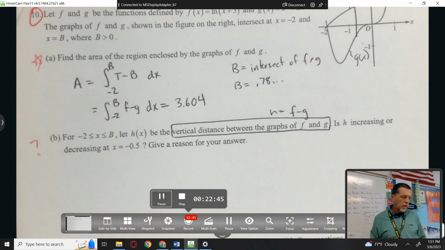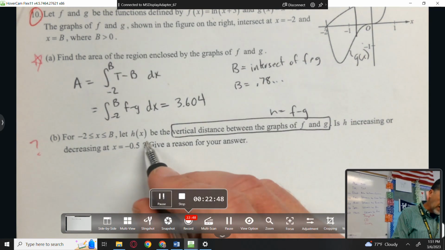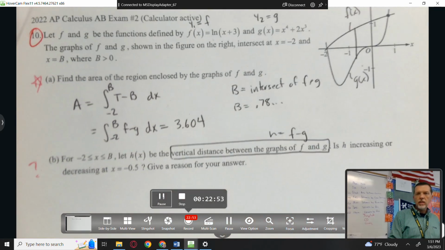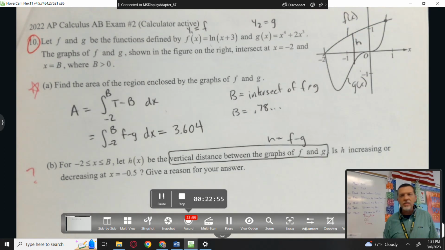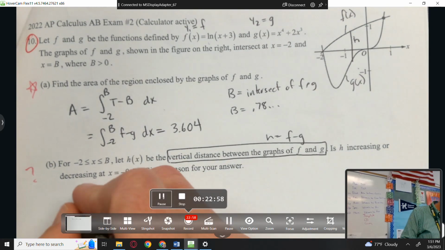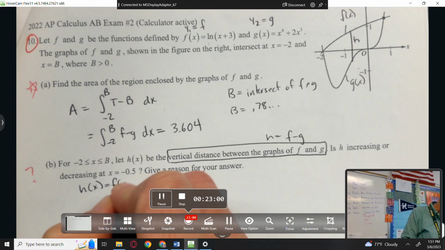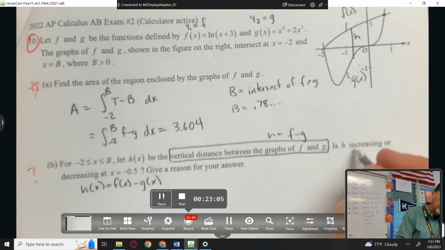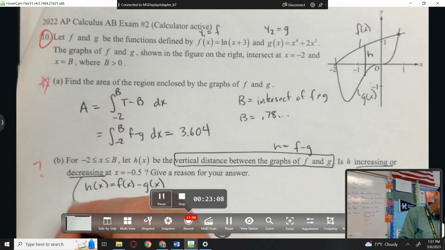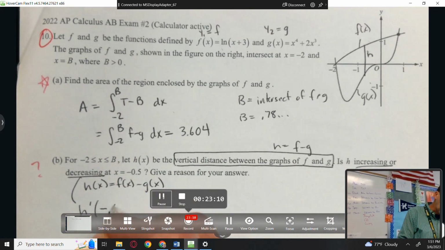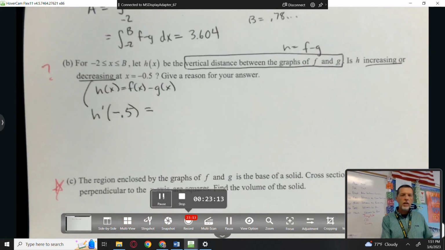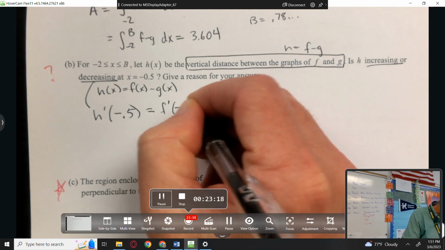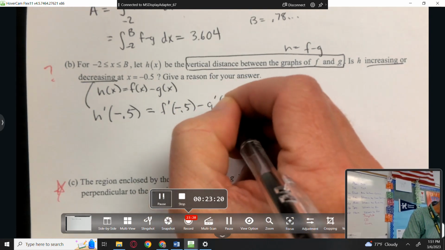Part B. Between -2 and b, let h of x be the vertical distance between f and g. So that's what it's talking about, is just f minus g. So h of x equals f of x minus g of x. Is h increasing or decreasing? So that sounds like slope of h stuff to me. So I want h prime at -0.5. Well, the derivative of h is the derivative of f minus the derivative of g.